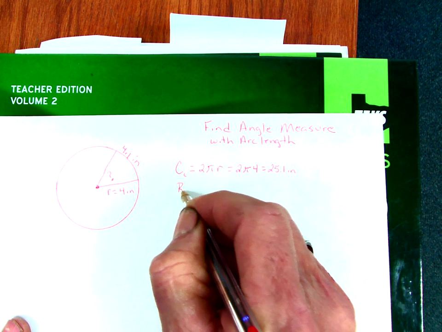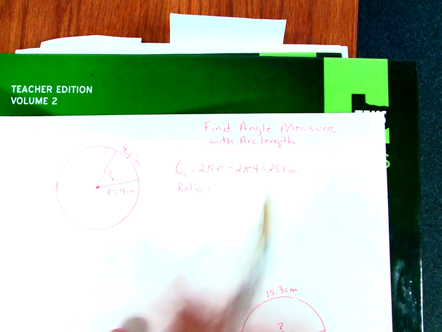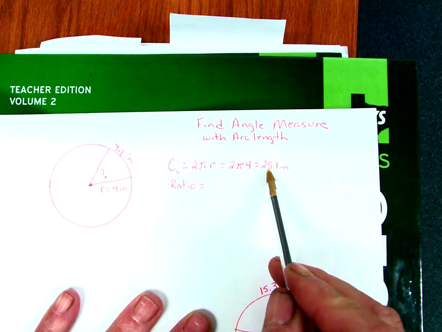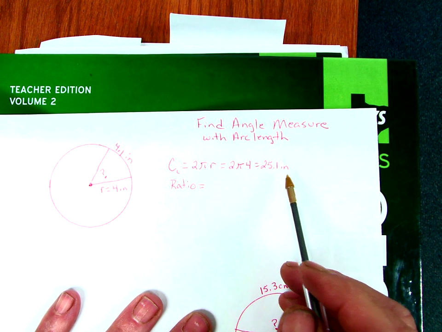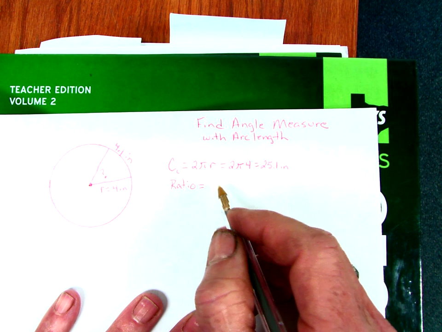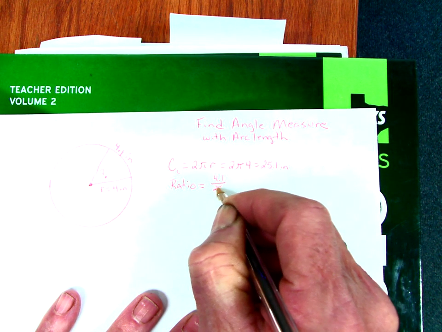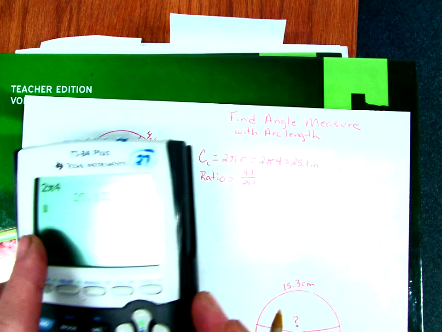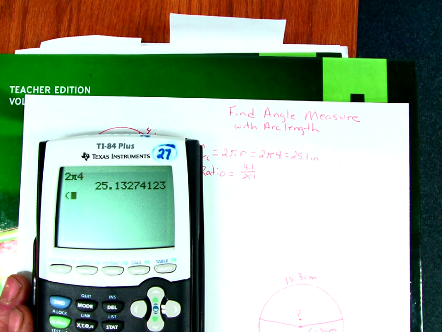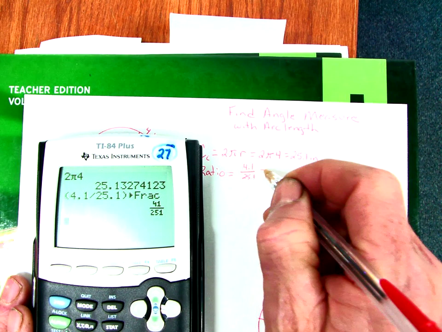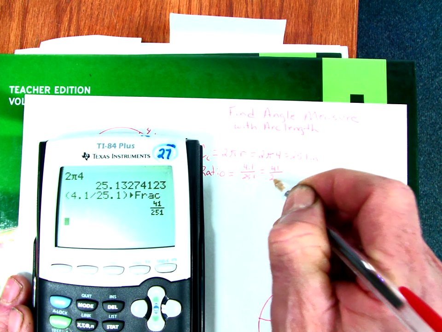Now our ratio. Yes, we still need a ratio. And that's going to come from, this time we know the arc length and we know the circumference. Both of those are linear measures. That's what we're going to use for our ratio. So 4.1 over 25.1. See if it reduces. 4.1 divided by 25.1. Math, enter, and, well, yeah, 41 over 251.